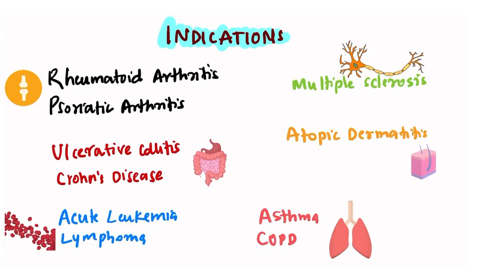Now, let us see the indications of prednisolone. It is used in many inflammatory and autoimmune conditions. In joints, it is used in rheumatoid arthritis and psoriatic arthritis. In GIT conditions, it is used in diseases like ulcerative colitis and Crohn's disease. In blood, it is used in cancers like acute leukemia and lymphoma. In neurological conditions, it is used in multiple sclerosis. It is also used in atopic dermatitis. And in the respiratory system, it is used in asthma and COPD.